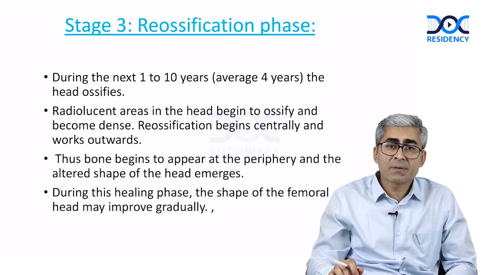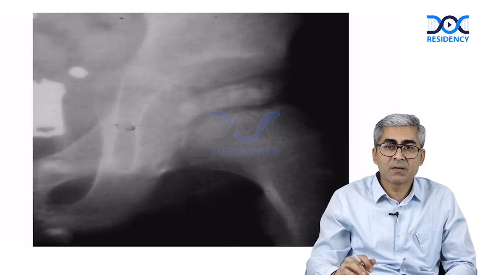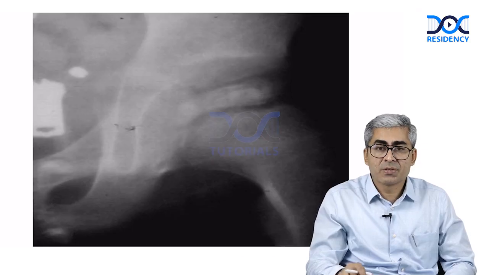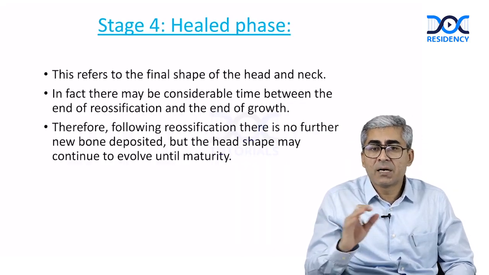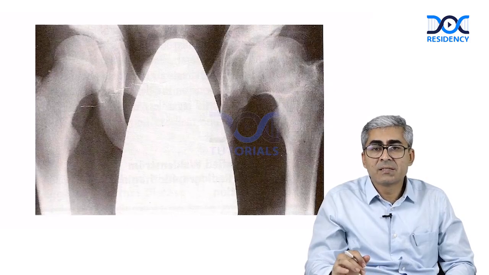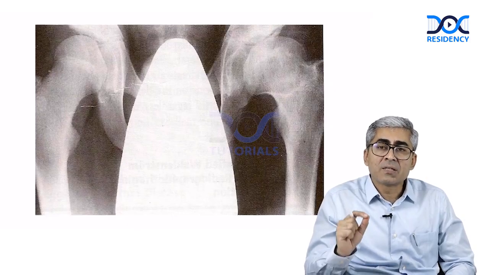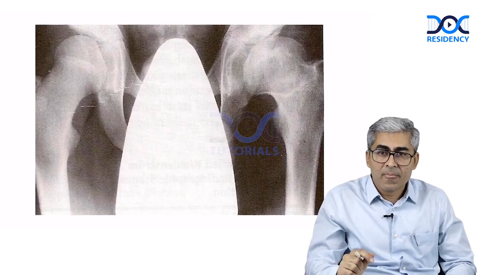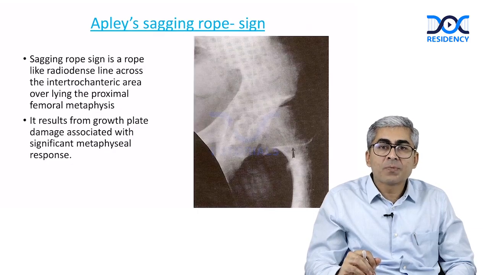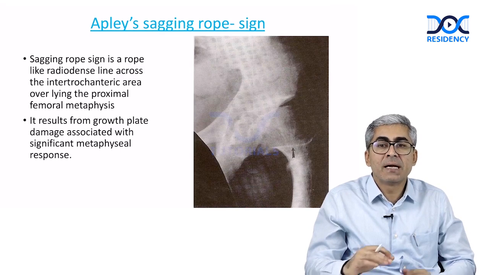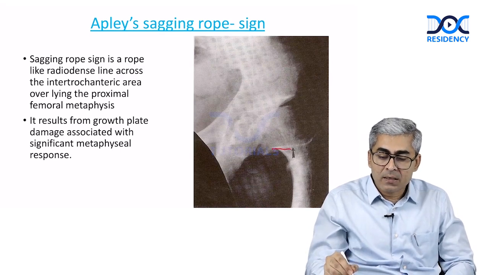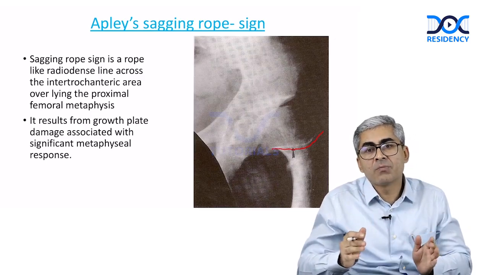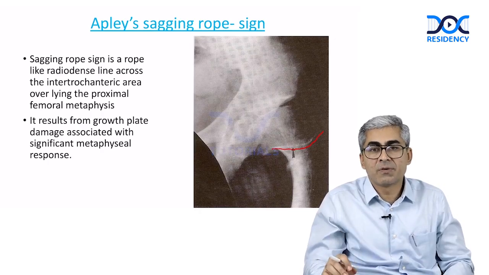And when the reossification happens, usually it happens in the lateral part of the head, and this is almost a reossified head. That means it is in the late reossification stage, and the healed phase is when the head is fully ossified. So this is the healed stage, and here you can apply the classification as proposed by Mose and Stulberg and Sund. Apley's sagging rope sign is also a sign of residual deformity, where the head overhangs and appears as if it is in the metaphysis. It is nothing but a deformed head which hangs down, and that's what gives the name Apley's sagging rope sign.